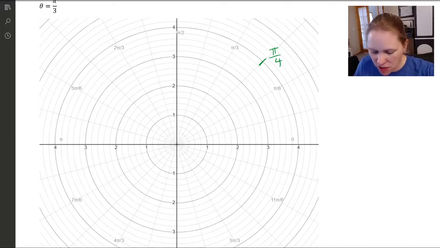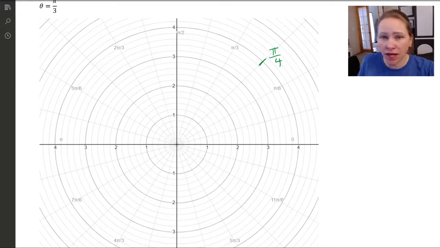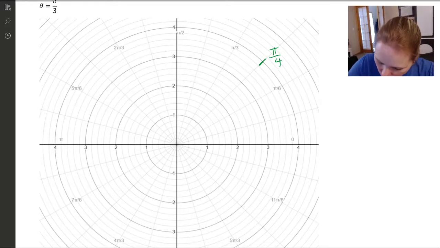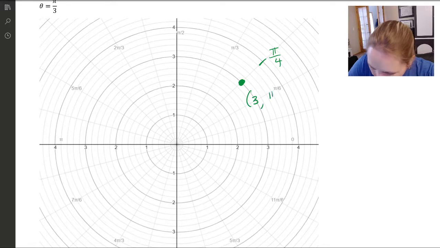And you don't have to stick with unit circle angles like pi over 6, pi over 3, pi over 4. Every single angle will have its own pole. We just tend to show and count by the standard unit circle angles. So I'm going to rotate up pi over 4 and move out 3 rings. So this would be the point (3, pi over 4).